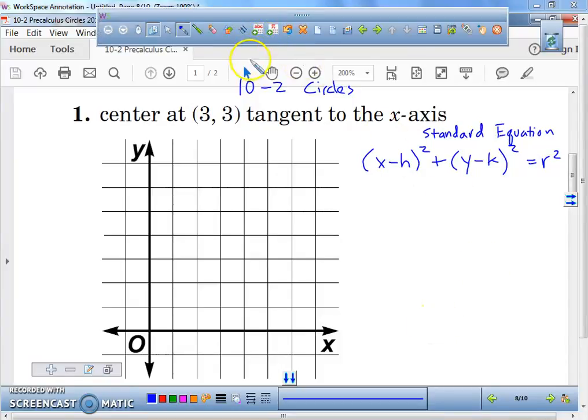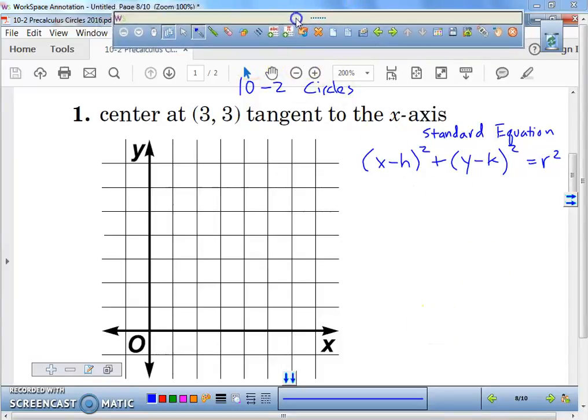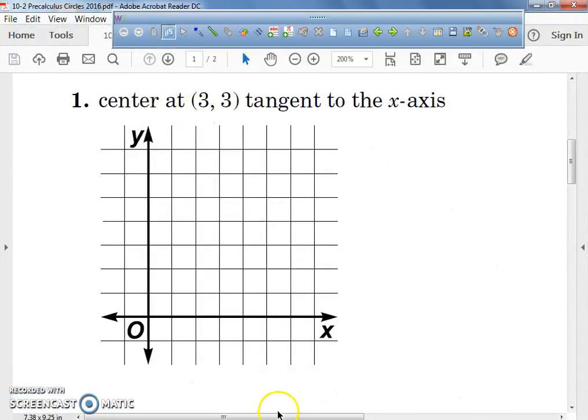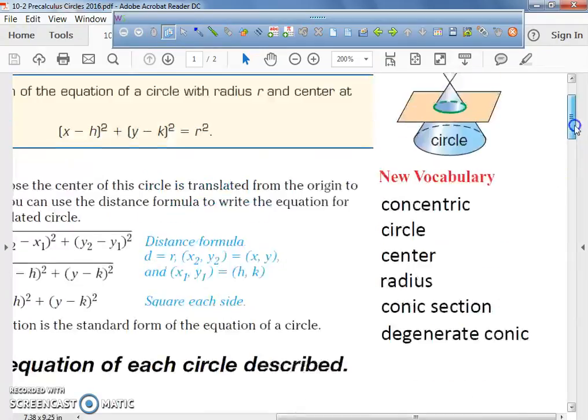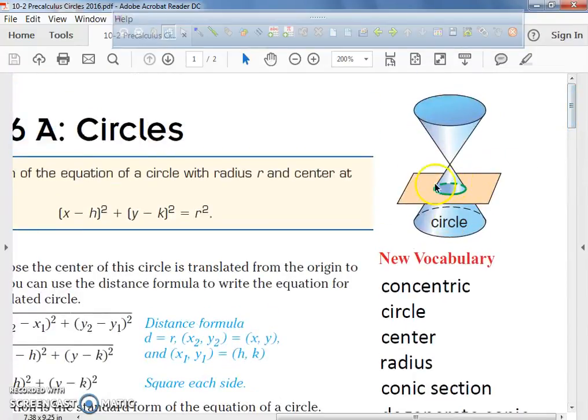We're in Chapter 10, Section 2. We're now dealing with the conic section known as circles. You will see on your paper, I'll scroll up here. This is a cone, all right? And whenever you have a plane cutting a cone where the plane is parallel to its base, you guys see that circular base right there? If these are parallel, it creates a section of the cone called a circle. And so this is known as a conic section.